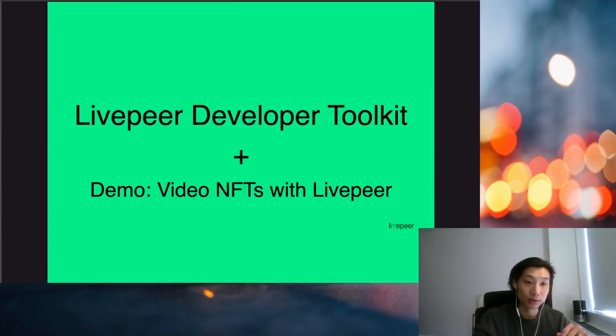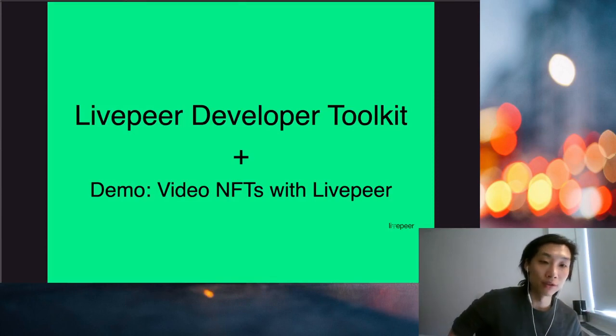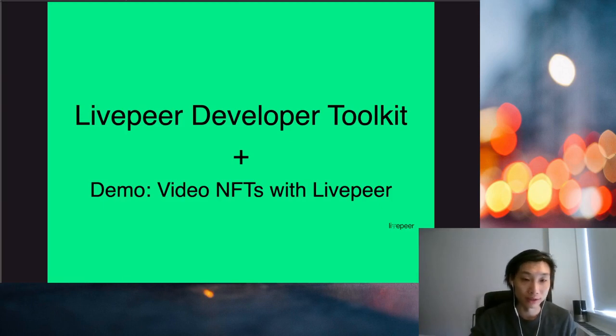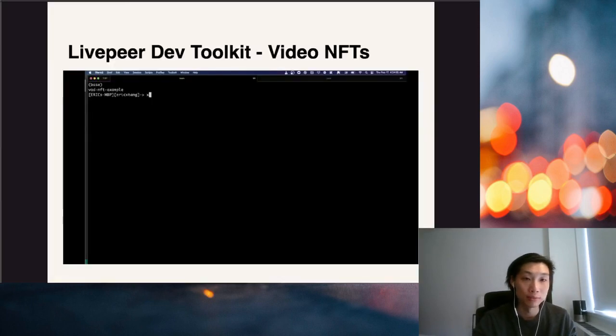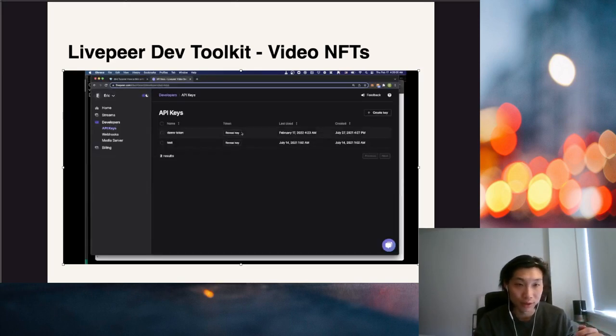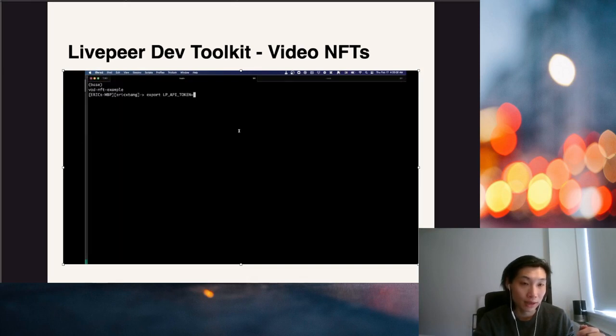Going into the developer toolkit a little bit, I'm going to show you a few things that Livepeer has built over the years to help you build Web3 based video applications. This one is a video NFT API that we recently built. It's a really simple way for anyone to create video-based NFTs. So, a two-step process. The first is you export your API key from livepeer.com into your local environment. So here, I'm copying the API key over to my local environment.